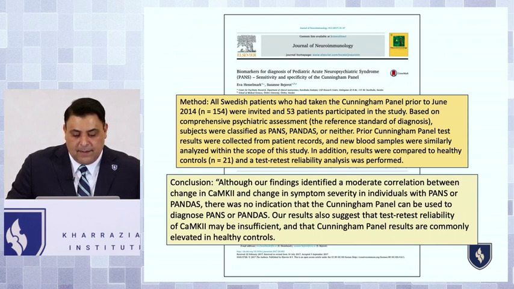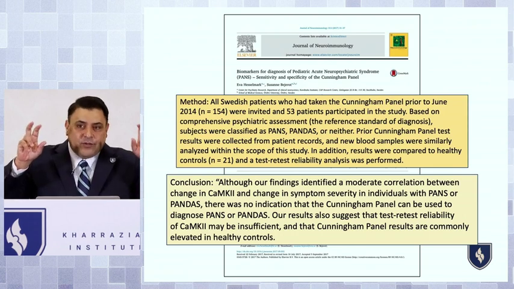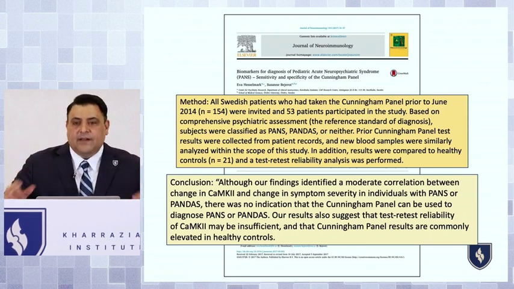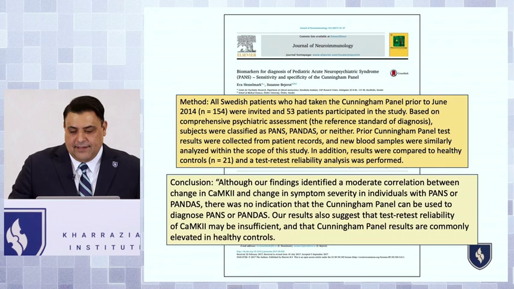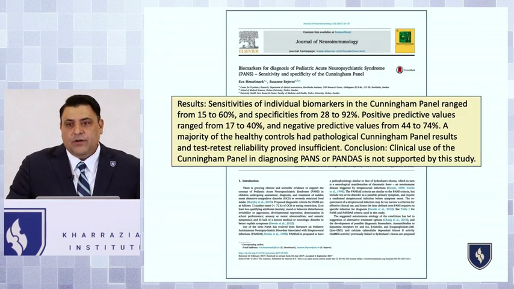Conclusion: our findings identified a moderate correlation between change in CaMKII and change in symptoms varying in individuals with PANS or PANDAS. There's no indication that the Cunningham panel could be used to diagnose PANDAS or PANS. Our results also suggest that test reliability of CaMKII may be insufficient, and the Cunningham panel results are commonly elevated in healthy controls. It's not a perfect test. Because here's the problem: the PANDAS expert community, they put all this weight on this Cunningham panel. You should not do that. It's not that great. But if you have markers, then it helps confirm. But it's definitely going to have lots of false negatives.